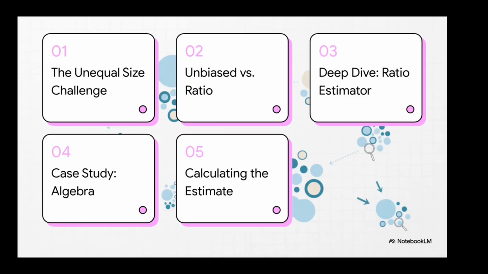So here's our game plan. First, we'll really get a handle on the challenge itself. Why do unequal sizes throw a wrench in the works? Then we're going to compare two ways to deal with it, the unbiased estimator and something called the ratio estimator. After that, we'll do a deep dive into that ratio estimator, and then the best part, we'll walk through a whole case study, calculating our final estimate from start to finish.